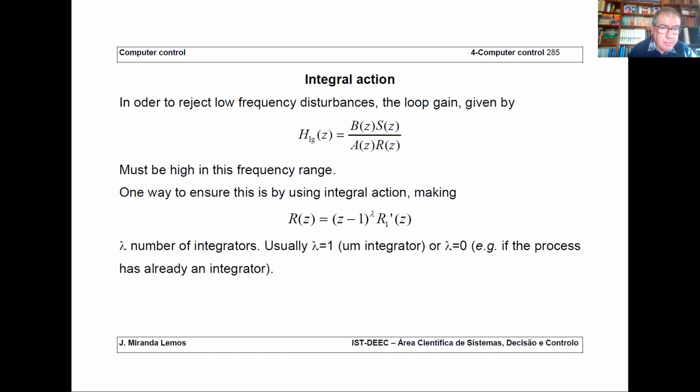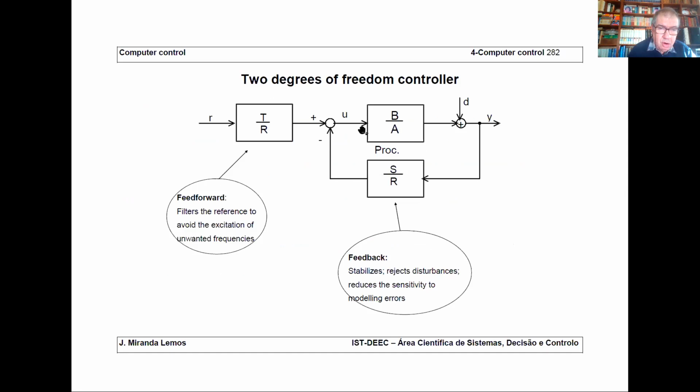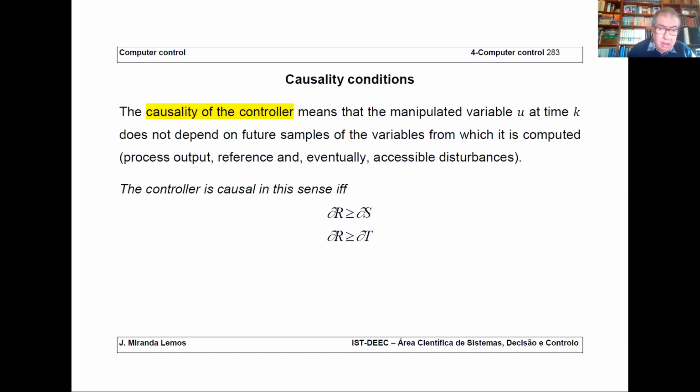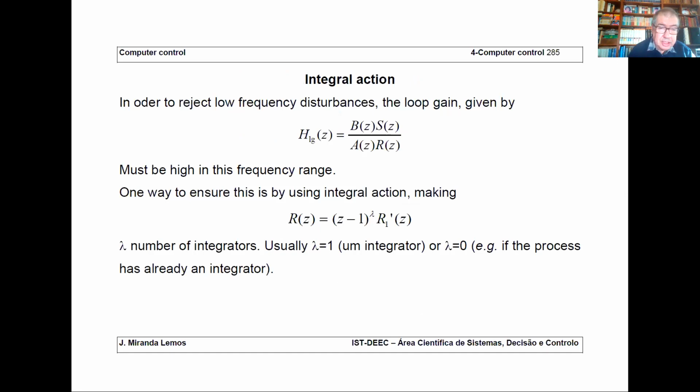Now, look again at the diagram. One important thing is the loop gain. The loop gain is, you interrupt the loop at some point, for instance here, and you multiply all the transfer functions. So B divided by A times S divided by R. And this loop gain, you know, must be big when you want to track a reference or reject a disturbance. It must be small when you have noise, typically in the high frequency. So the loop gain is an important thing.